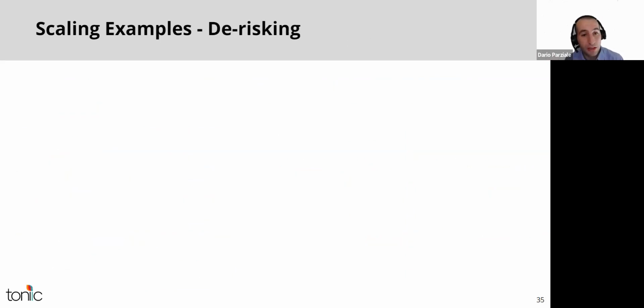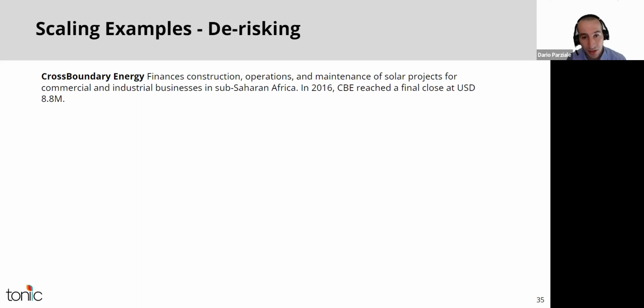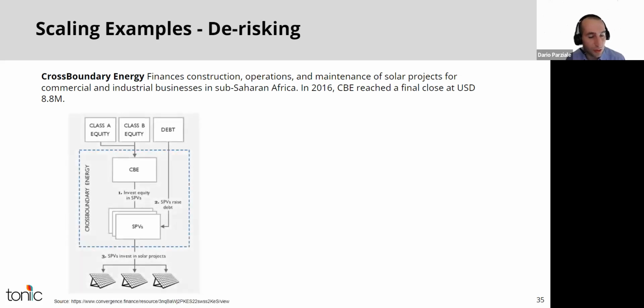Especially at the scaling stage, blended finance structures are also commonly used to mobilize additional investments from different types of investors, including mainstream investors. Let's take a look at one of these structures by Cross-Boundary Energy, which finances the construction, operations, and maintenance of solar projects for commercial and industrial businesses in sub-Saharan Africa. The capital structure is the following. There is a Class A equity of 7.5 million. This is for the 2016 structure. And this Class A equity is the senior tier in the fund, which is owned by private investors and the Cross-Boundary management. But there is also Class B equity, which is the junior tier of 1.3 million.